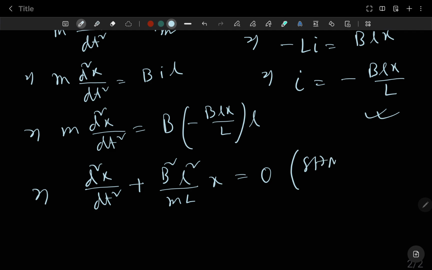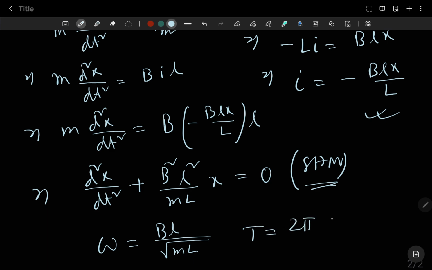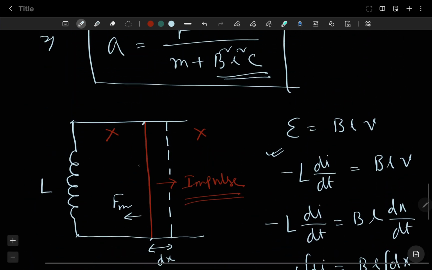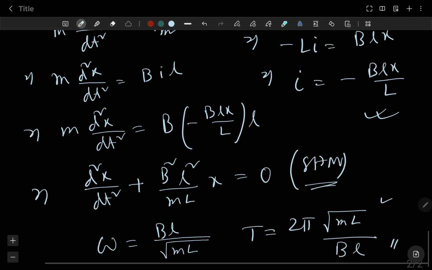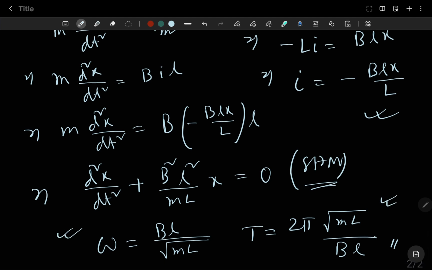So this becomes simple harmonic motion, SHM. Okay, so with an angular velocity omega being BL by root ml. Okay, and time period is 2 pi by omega, that is 2 pi root ml by BL. Okay, fine. So this conducting rod will execute a simple harmonic motion of this time period or frequency. Clear? All right.